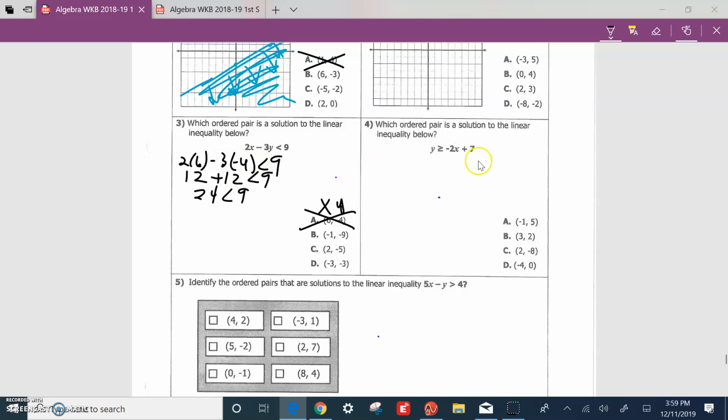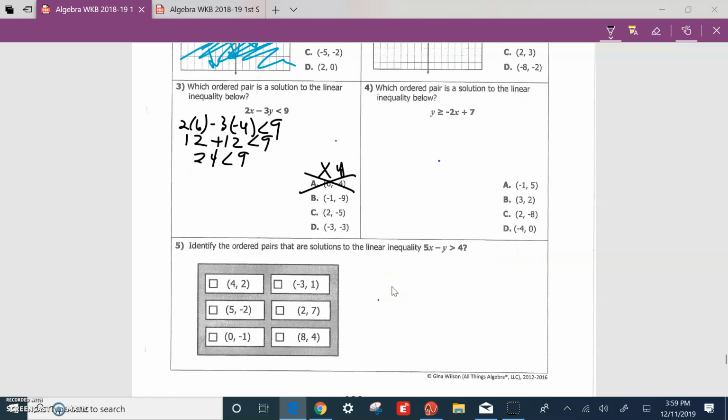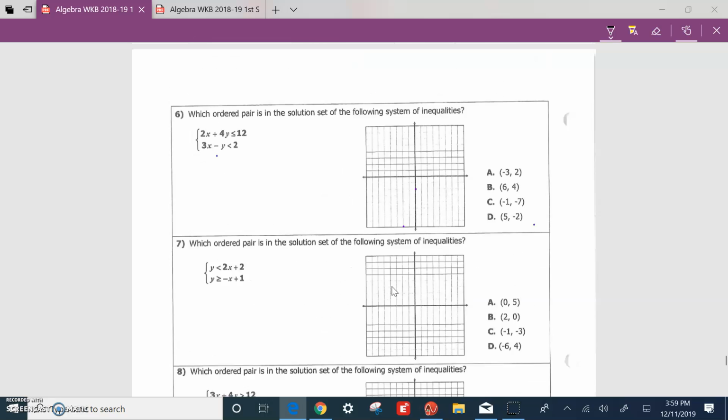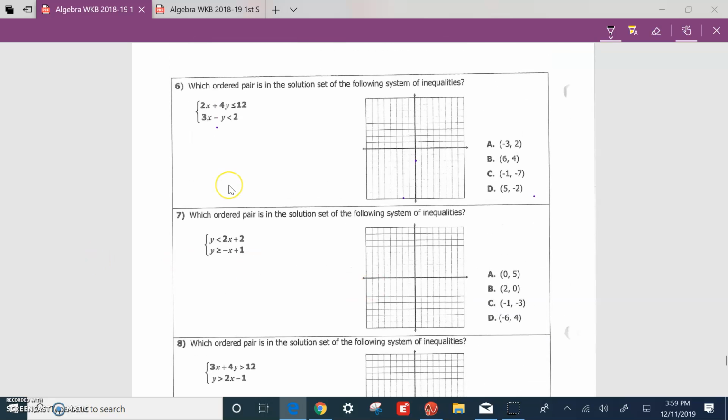You would do that for number 4. You would try out all of the solutions till you find one. Careful on number 5 because there's more than one solution. On the back is where you're going to be practicing what we just did on page 167, 170.